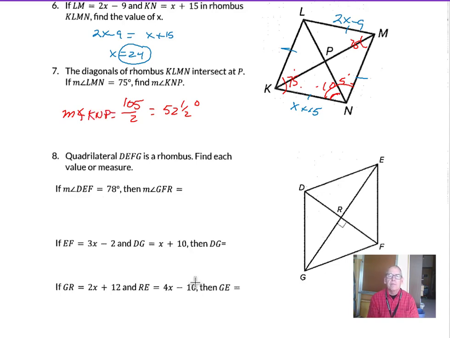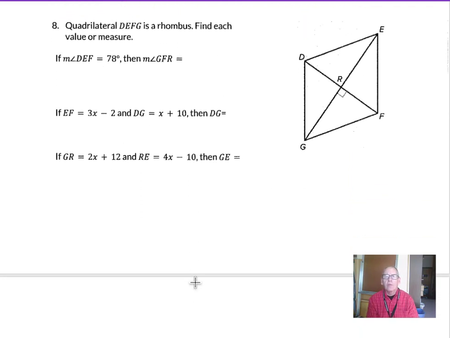So look at number 8. This quadrilateral is a rhombus. That means all the stuff with rhombuses are true. All the sides are congruent. Opposite sides are parallel. Diagonals are perpendicular bisectors of each other. And opposite angles are bisected. And these opposite angles are congruent, so that makes all 4 of those the same.